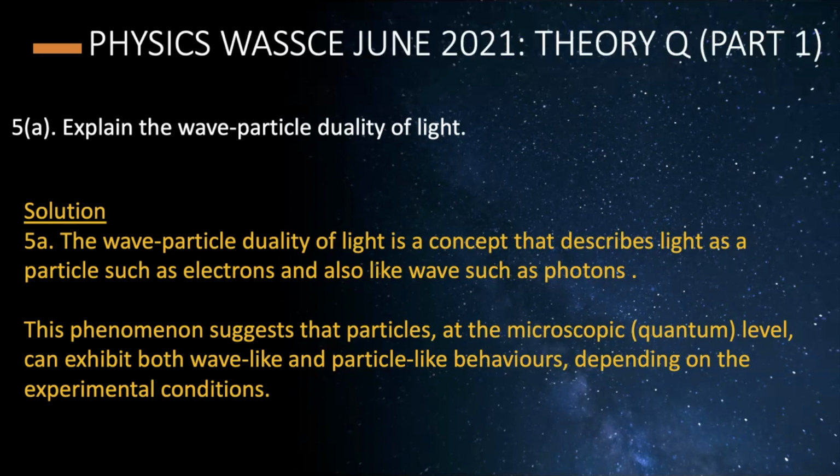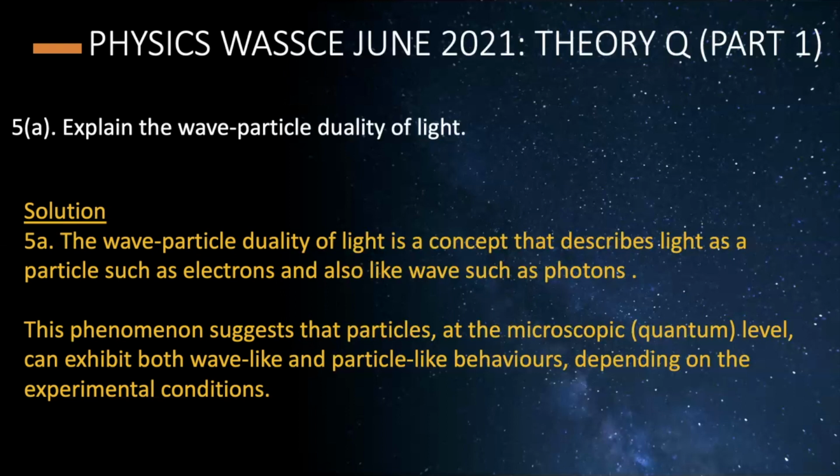So the wave-particle duality of light is a concept discovered by de Broglie. He figured out that light can be a particle at the same time it can be a wave. And this phenomenon suggests that particles at the microscopic level, which you can also call quantum level, can exhibit both wave-like behavior and particle-like behavior depending on the experimental conditions.